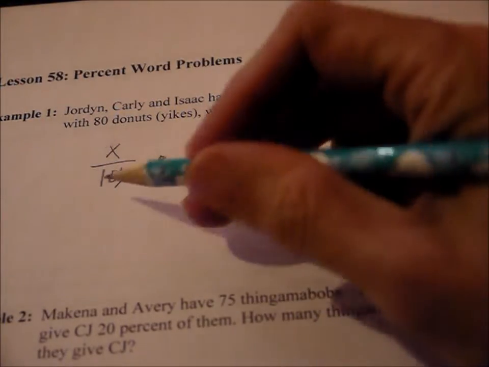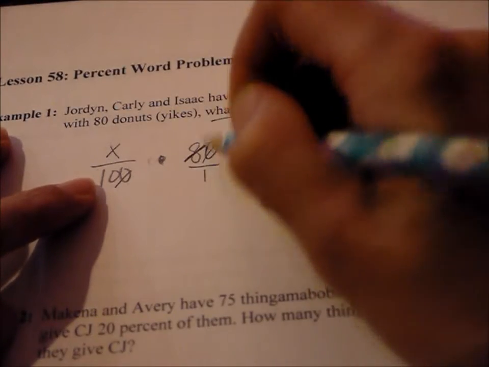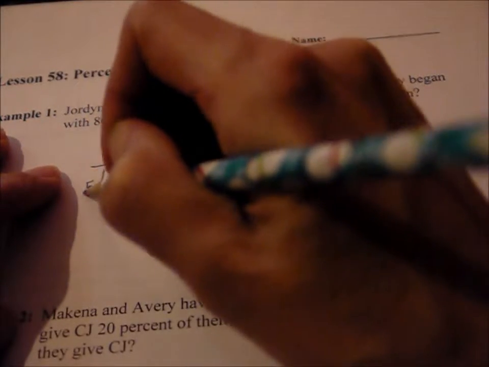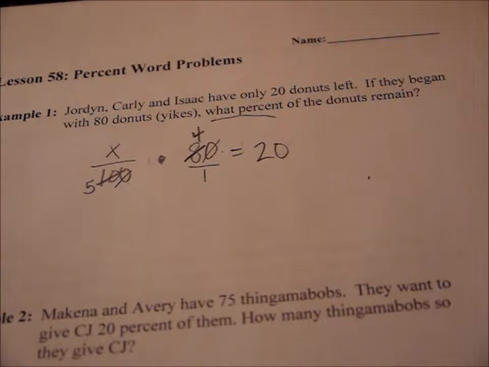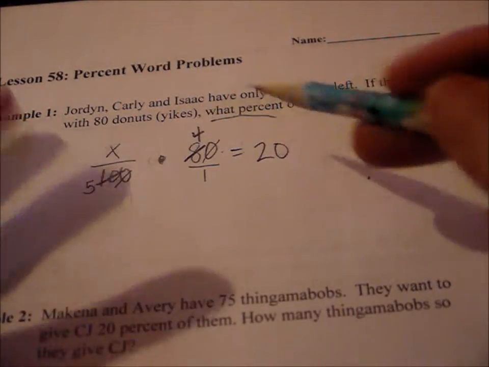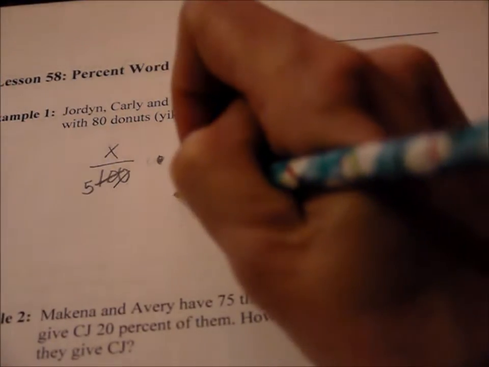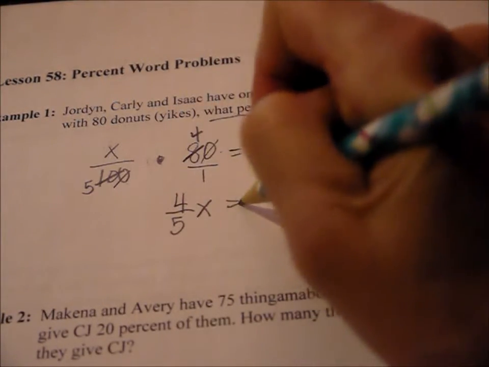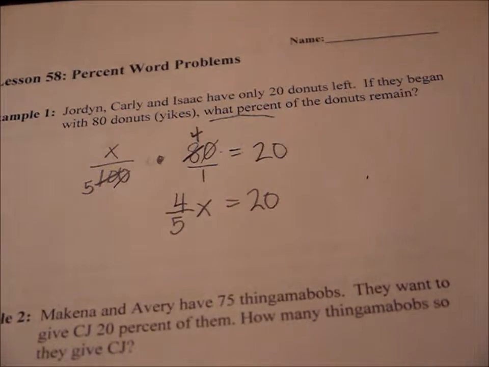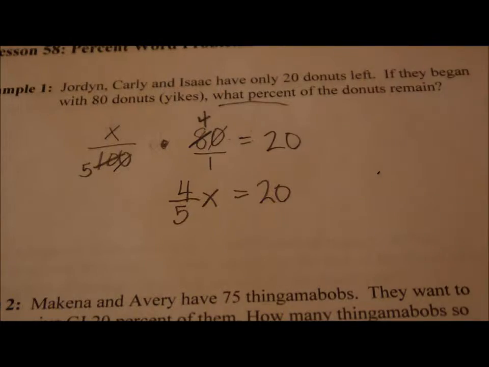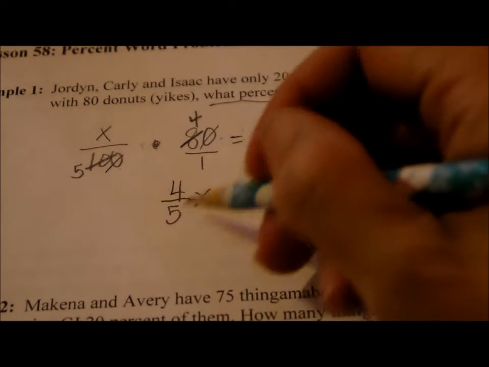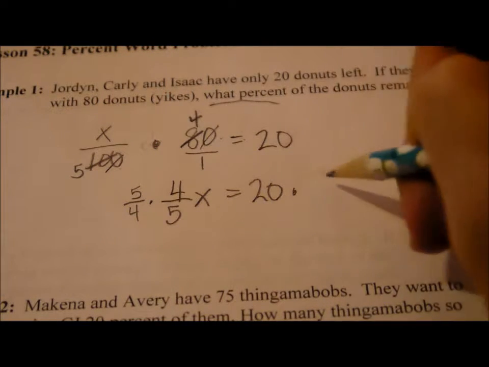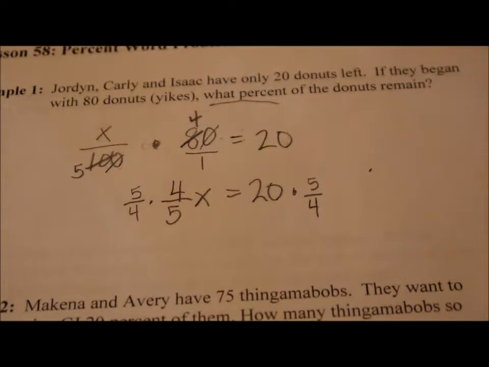I know 2 goes into both of those. 2 goes into 8 4 times, and it goes into 10 5 times. To help us see where we're at now with all this crossing out and 4s and 5s and x's, it looks like this: 4/5 x equals 20. Now let's get x by itself, and if you recall, when we have a fraction next to an x, we multiply by its reciprocal on both sides to make it legal.